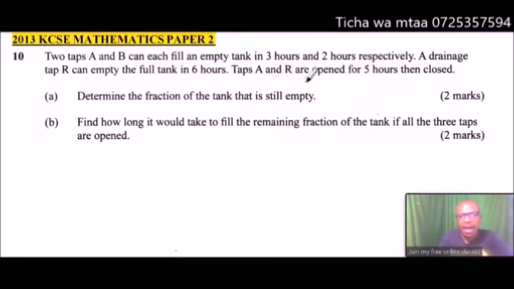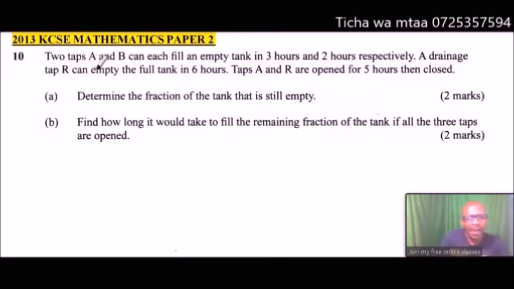Tap A and R are open for 5 hours, then closed. Part A, determine the fraction of the tank that is still empty. B, find how long it would take to fill the remaining fraction of the tank if all the taps are opened. Now, the first thing here we need to do is to understand this information. And once you understand this information, anytime you get such a question, it will be very easy for you.